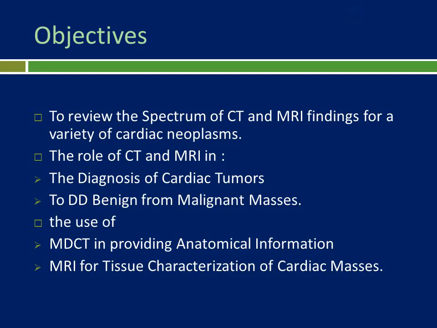Objectives: to review the spectrum of CT and MRI findings for a variety of cardiac neoplasms. The role of CT and MRI in the diagnosis of cardiac tumors. To differentiate benign from malignant masses. The use of MDCT in providing anatomical information, and MRI for tissue characterization of cardiac masses.